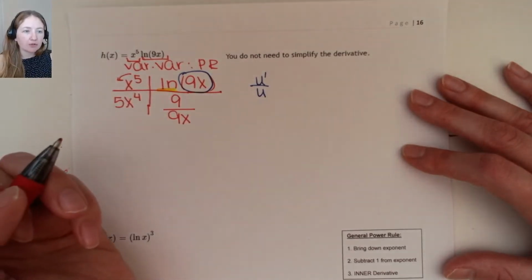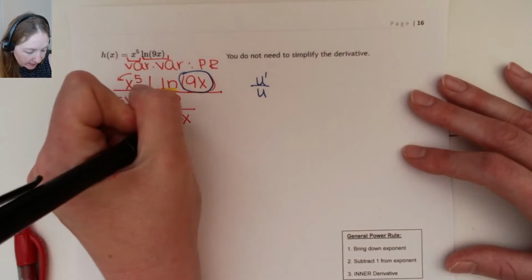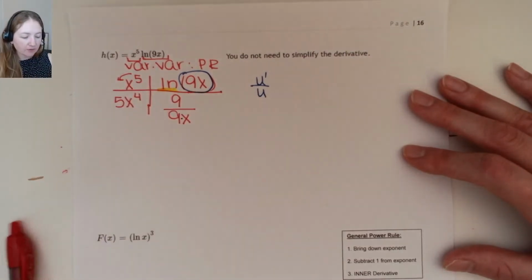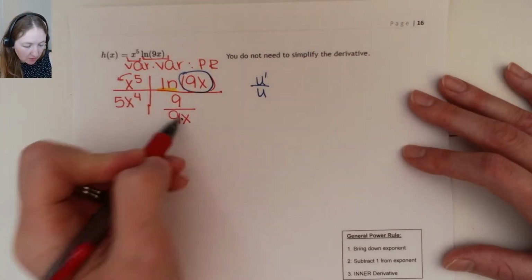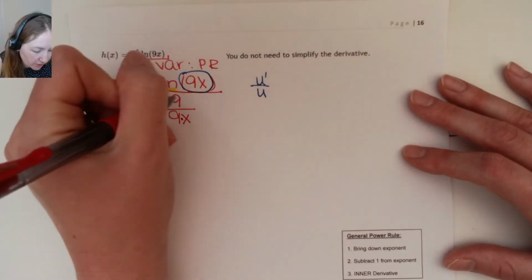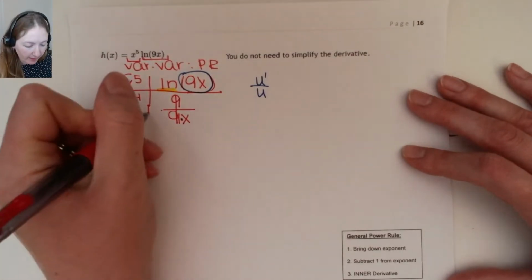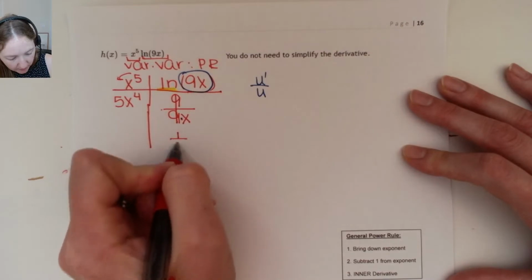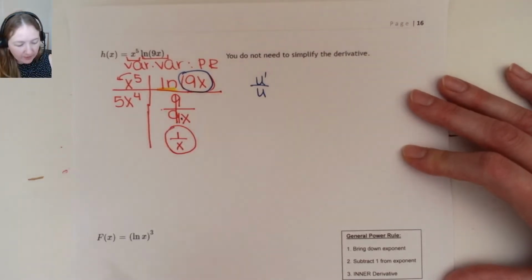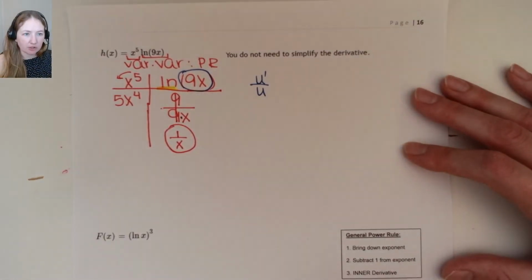Now, here you will notice that you have a 9 times x, and so because multiplication will be undone by division, these 9's will cross out. So that will give us 1 over x as the derivative of our second function.